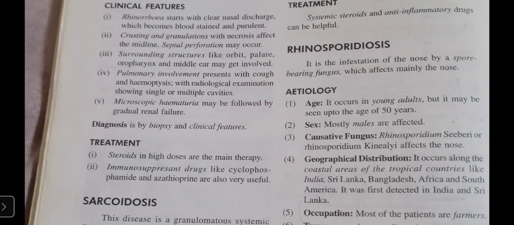Okay, now next condition, that is rhinosporidiosis. Do you remember the classification of rhinosporidiosis? What is the classification, where does it come, under which headings? Okay, it is a chronic infection, specific infection, and it comes under infective rhinitis: infective, chronic, and specific. Okay, rhinosporidiosis.